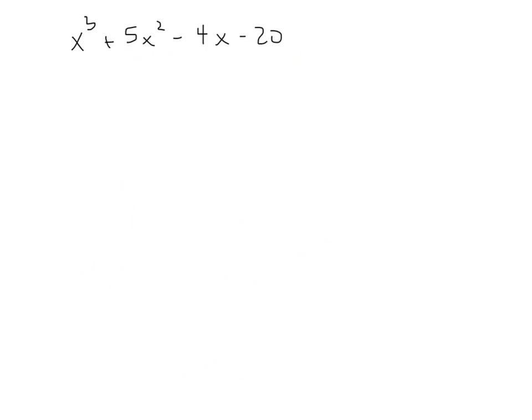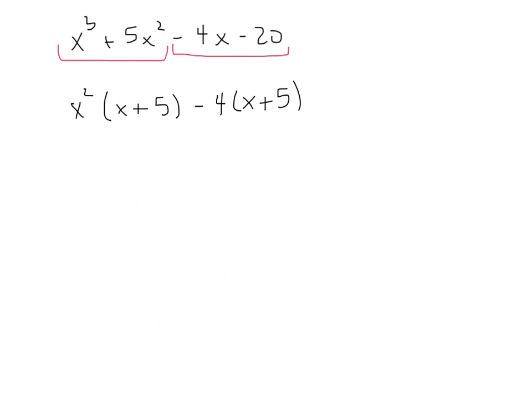So here's one final example for us. We look at this and we split into 2 chunks where we've got 4 terms. Making sure I hold on to that minus sign for the second chunk. I look and I say, okay, x squared is common between the first terms, so it's x squared times x plus 5. And then what's in common in the second one is we've got a negative 4, so minus 4 times x plus 5.